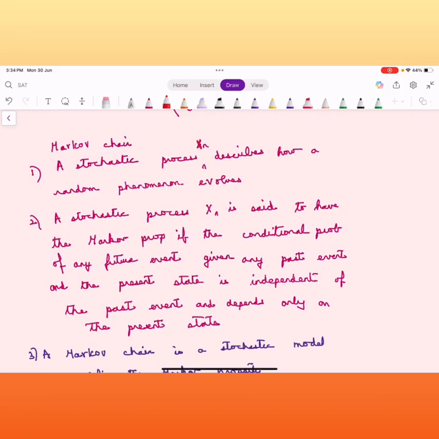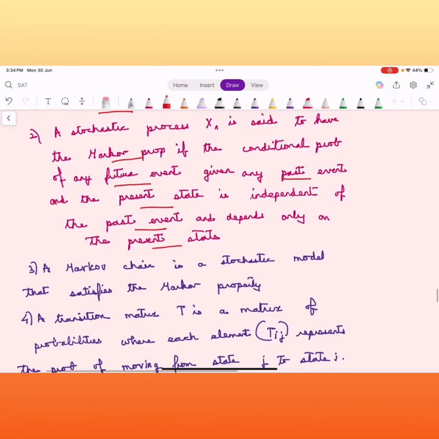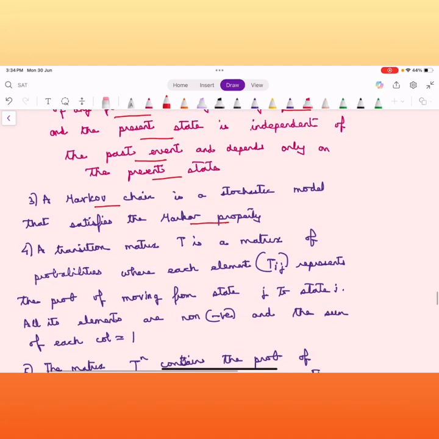A stochastic process Xn describes how a random phenomenon evolves, and Xn is said to have the Markov property if the conditional probability of any future event given any past event and the present state is independent of the past event and depends only on the present state. A Markov chain is a stochastic model that satisfies the Markov property.